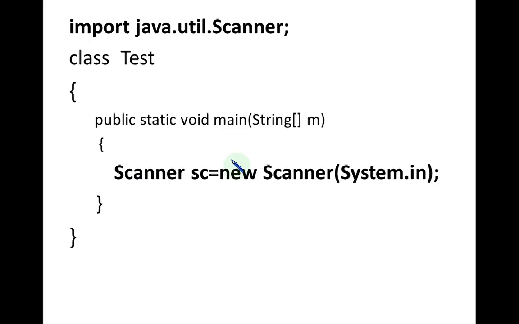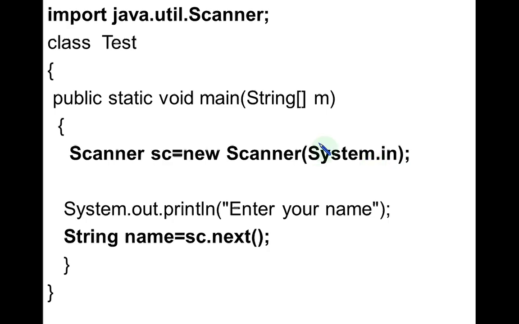Next, we are creating an object for the Scanner class. Scanner is the class name, followed by the object name sc equal to new. What is this Scanner? Yes, this is a parameterized constructor. For this we are passing System.in as an argument. Next, how do we get the input? If it is a string value, we can directly use the scanner object name dot next. By default, next returns a string value, which can be easily assigned to a string variable.